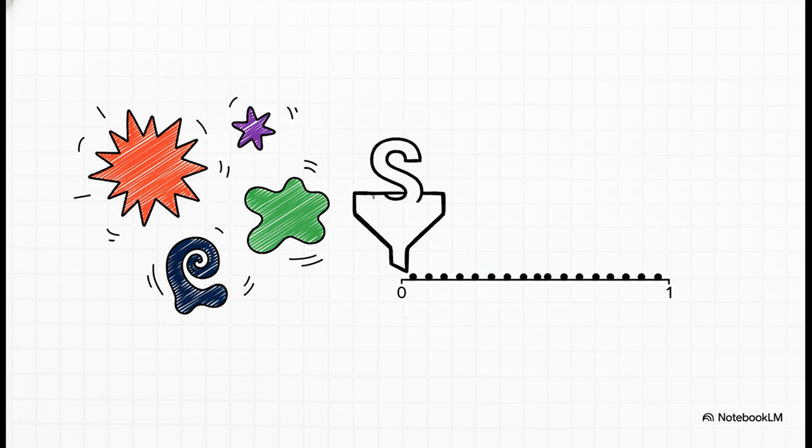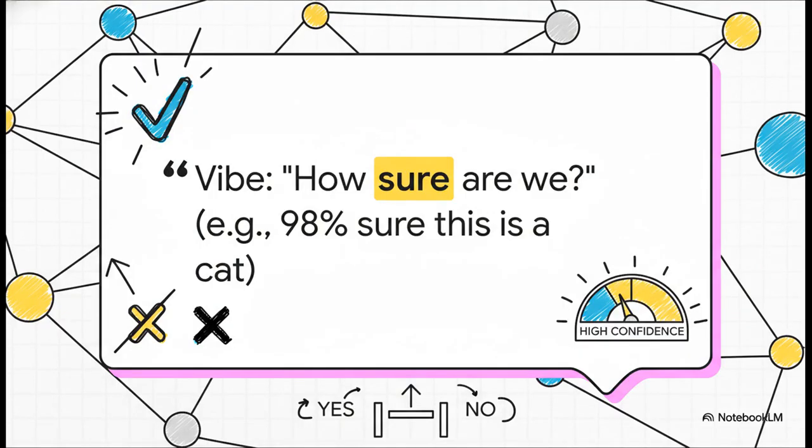Take any number you give it, I don't care how big or how small, and squash it down into a value somewhere between 0 and 1. And that makes it absolutely perfect for representing a probability. Yeah, its whole vibe is about certainty. How sure are we? You'll almost always find Sigmoid in the very last layer of a network that has to make a clear yes or no decision. It spits out a number, like 0.98, and we can just read that as, okay, I'm 98% sure.